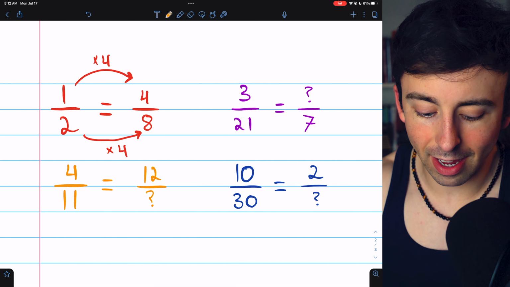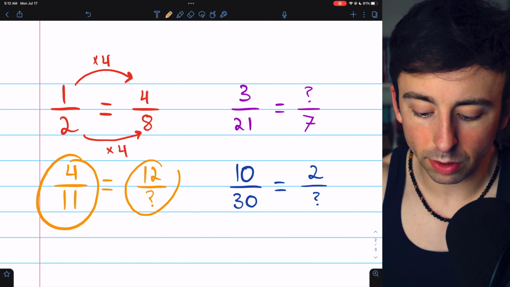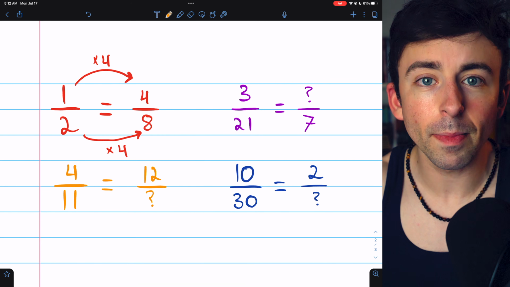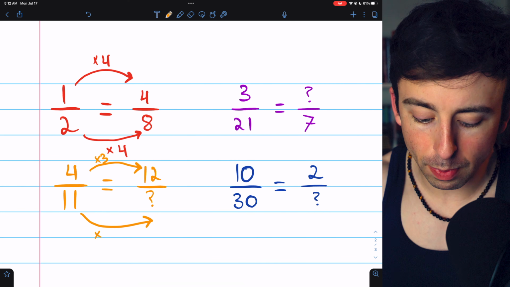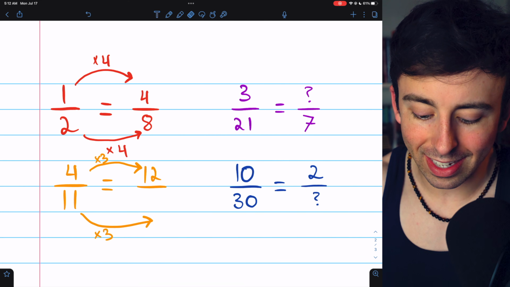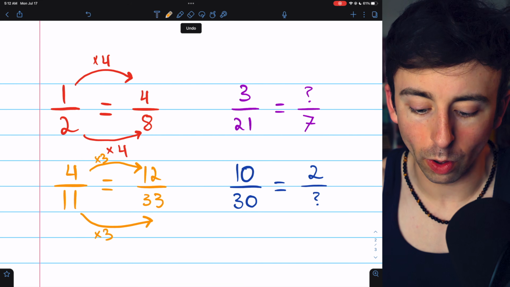In this second example, 4/11 equals 12 over what? Well, we see the 4 must have been multiplied by 3 to get to 12, so the 11 must be multiplied by 3 to get the desired denominator of 33, and these are equivalent fractions.